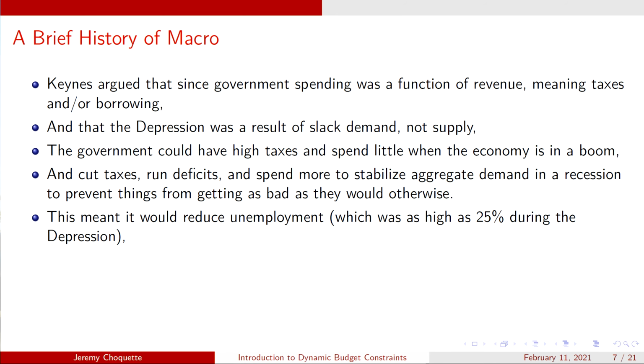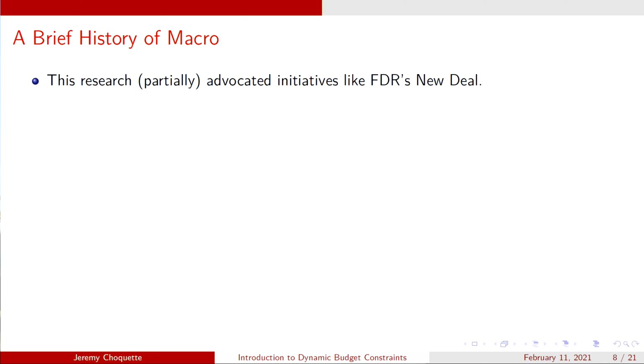And he argued that the major swings in investment were the result of investors being spooked easily. He even dubbed the fact that these investors are easily spooked as, quote, animal spirits. That was his reason for why investment was as volatile as it was. And he wasn't super, super wrong about that. He's actually pretty right about that. And so Keynes's research at least partially advocated some initiatives, kind of like FDR's New Deal.